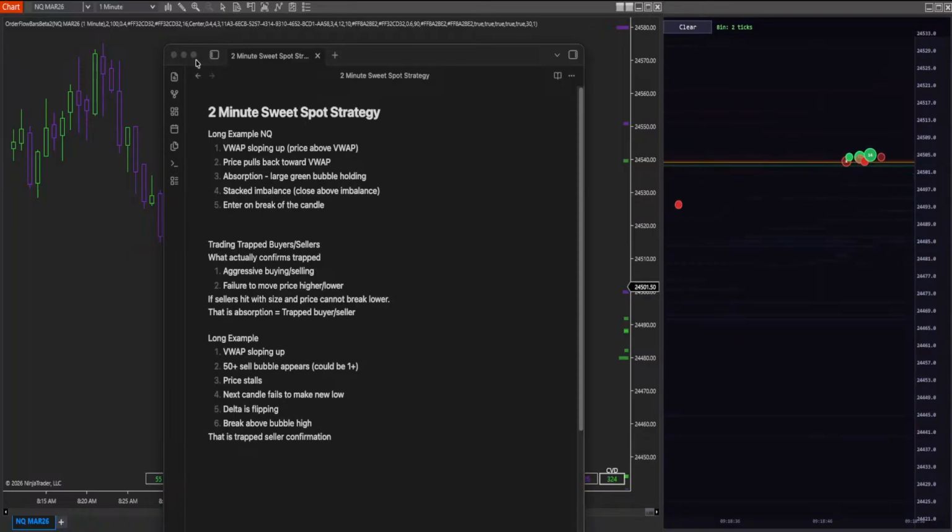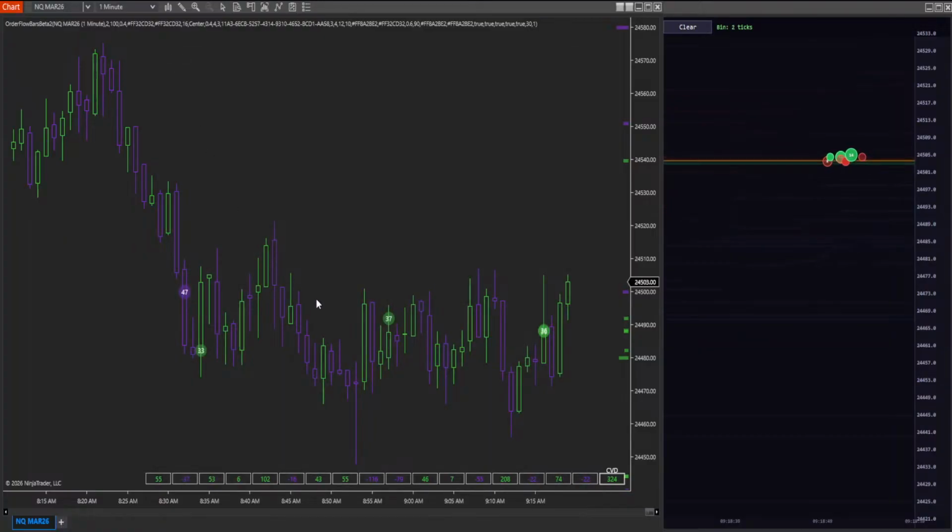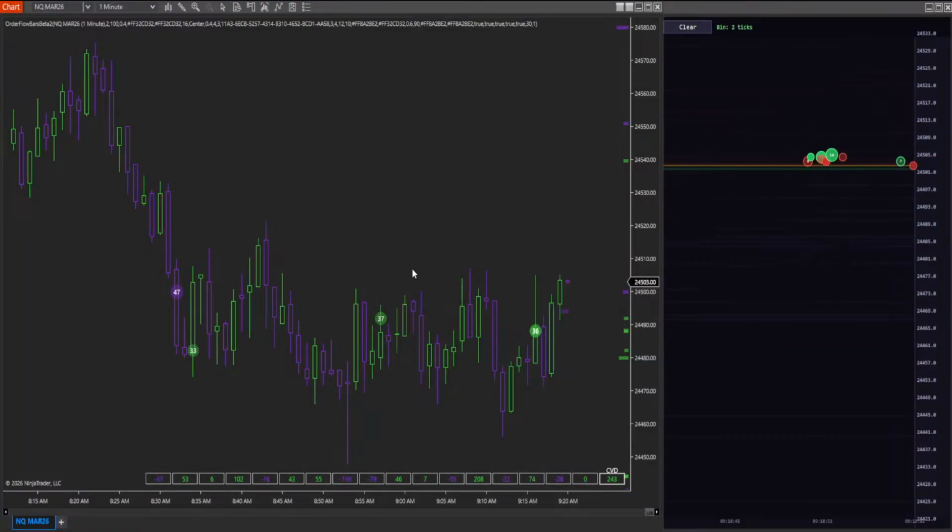Basically, if we are trading upward and we get a pullback and you see a sell contract, let's say 50 or more, and then let's say you see a sell bubble. Let's say this was a sell bubble right here, and then we had a green candle that traded above it, and we didn't trade below. That is a trapped seller. So that's why you would do that. Now, hopefully I'll be able to show you some examples today.